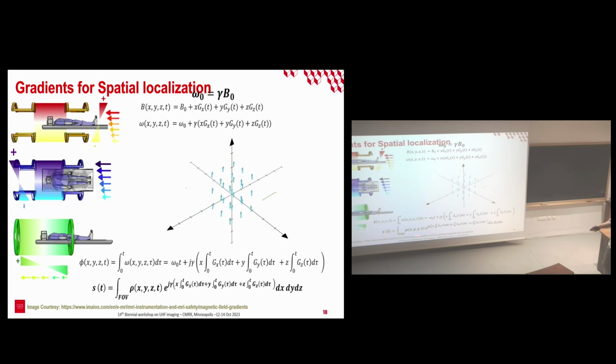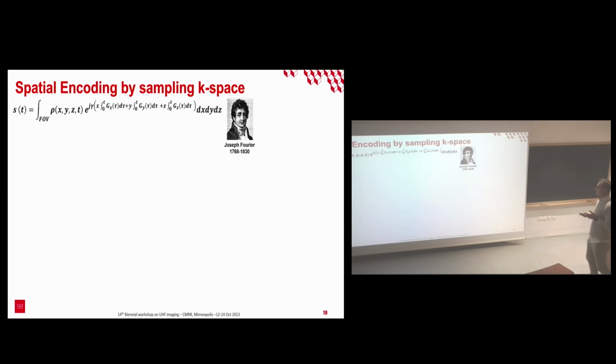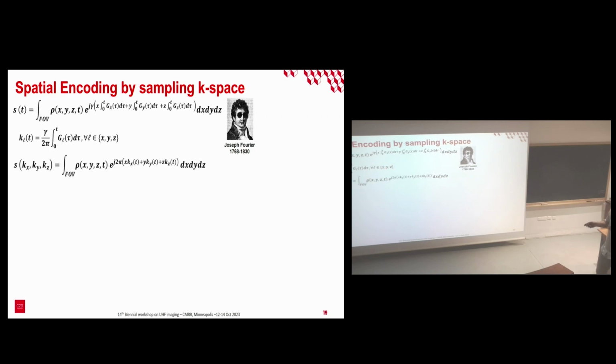Now, it's still an integral with respect to space. But by doing a bit of work and calling our friend Joseph Fourier, we can denote k_l(t) as the integral with respect to each spatial axis, x, y, and z, and observe that the signal is nothing but the spatial Fourier transform of the original object. So what you are measuring in MRI is the Fourier transform of your density rho. This is an illustration in 3D, but of course, if you are doing a 2D excitation, it's only a 2D acquisition and a 2D Fourier transform.